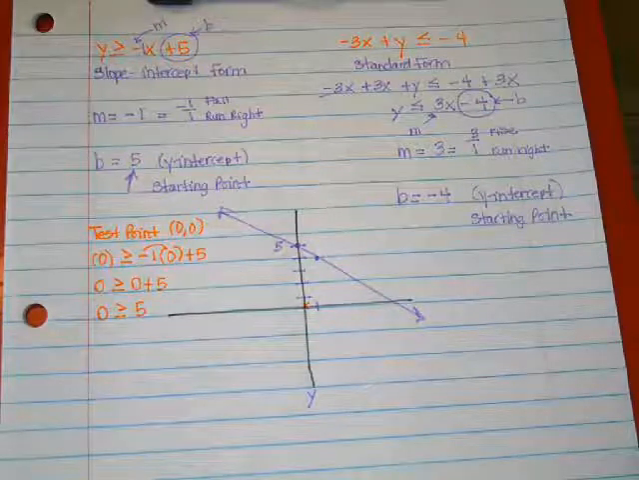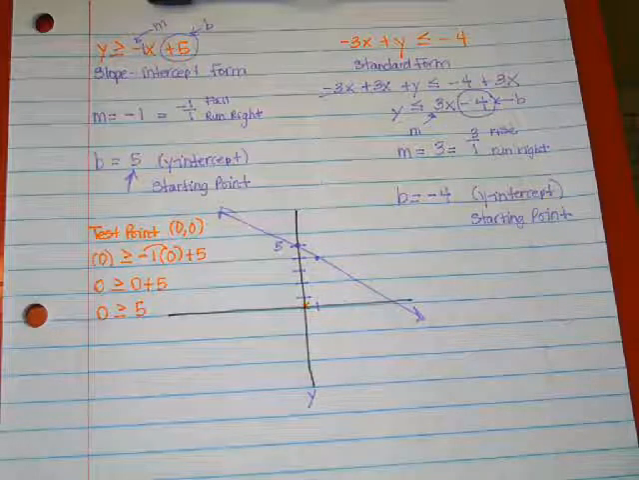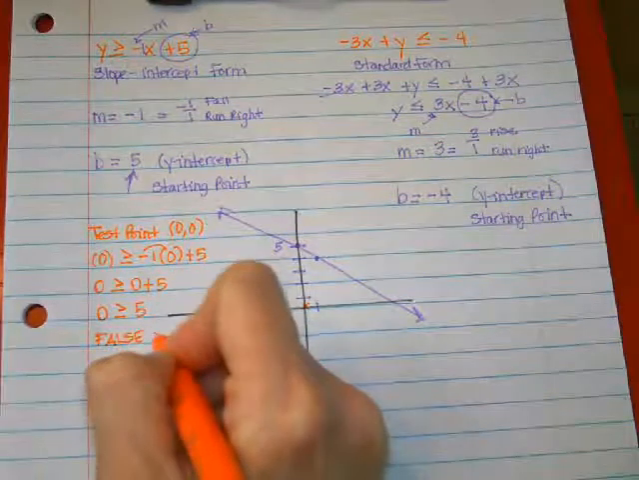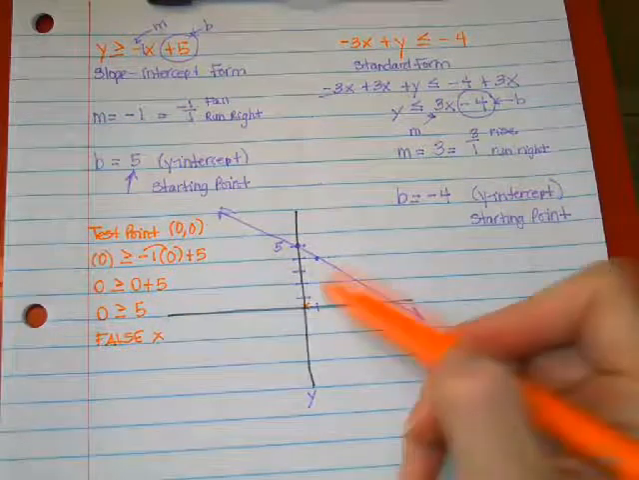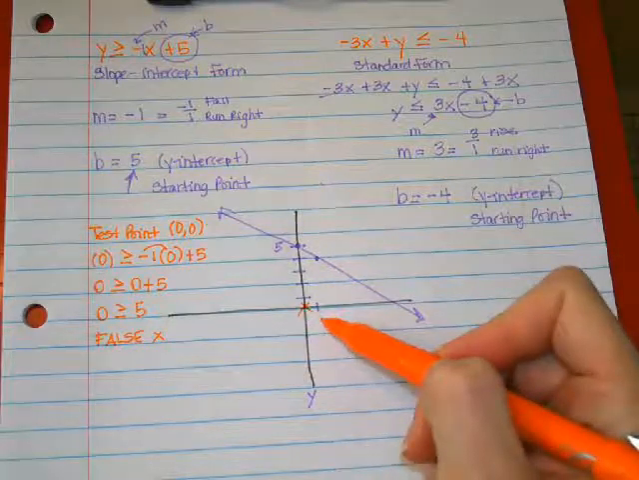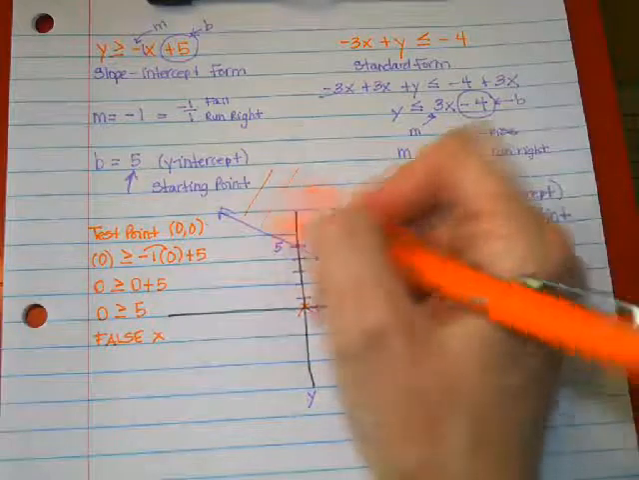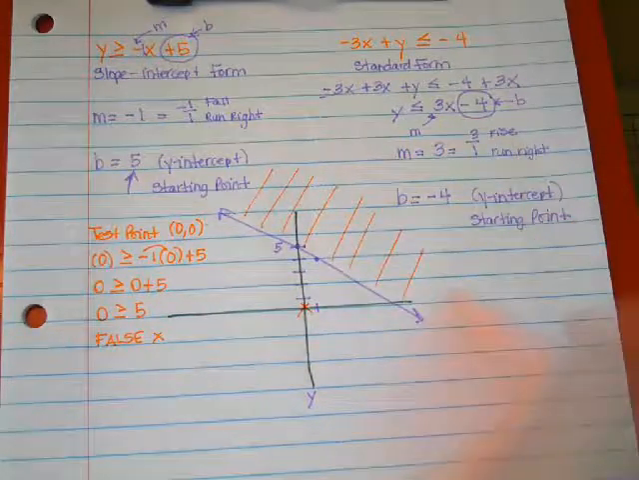So Ethan, is 0 greater than or equal to 5? You're correct, that is false. 0 is not greater than or equal to 5. So our test point represents the true side. So all of this is true. That means if we have a false, we need to go on the other side. That's our false side.